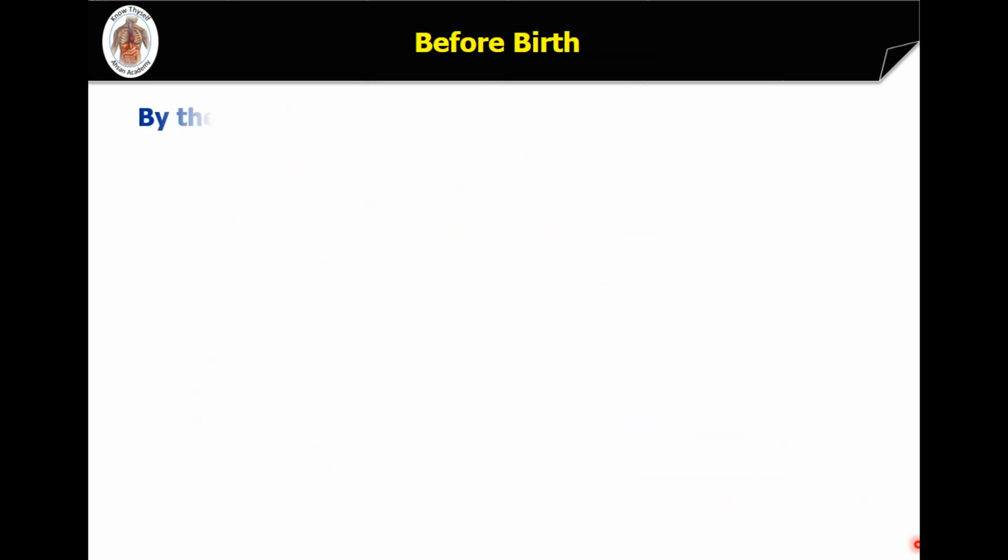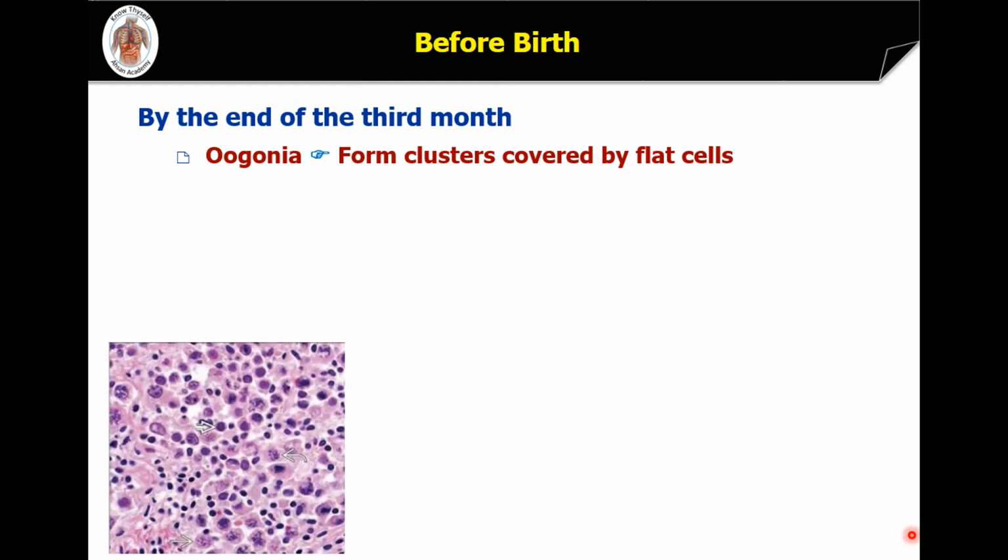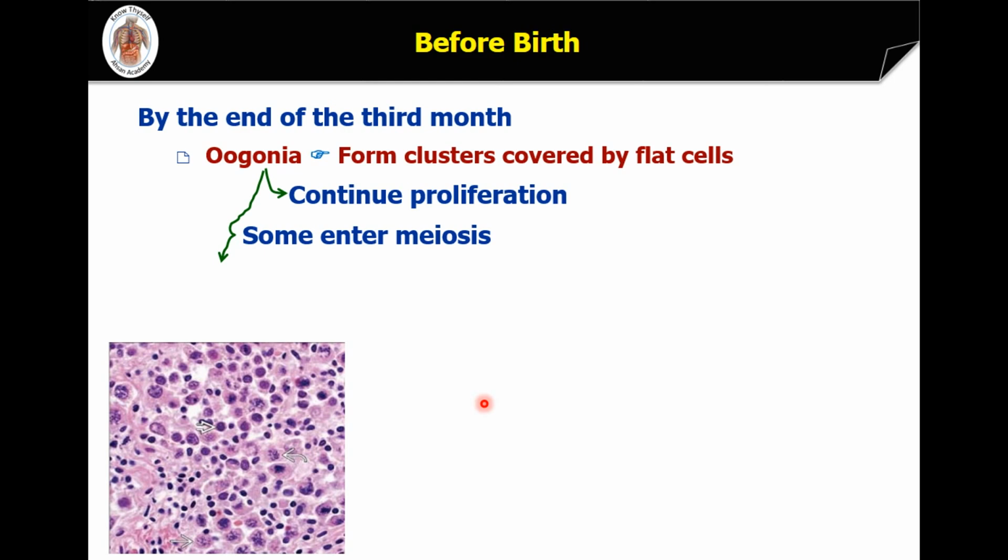So let us continue with the period before birth. At the end of the third month, that means 12 weeks, the oogonia form clusters covered by flat cells. These are the large cells of the oogonia, and some supporting cells surround the cluster of oogonia. So oogonia continue proliferation, increasing in number by mitosis, and some of them, at the end of the third month, enter into meiosis.